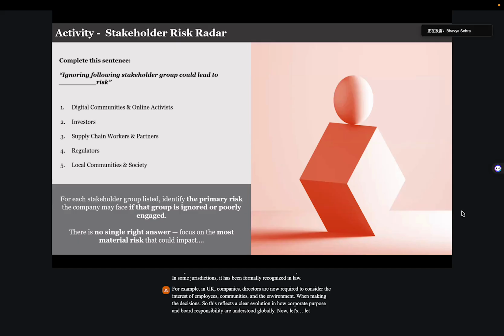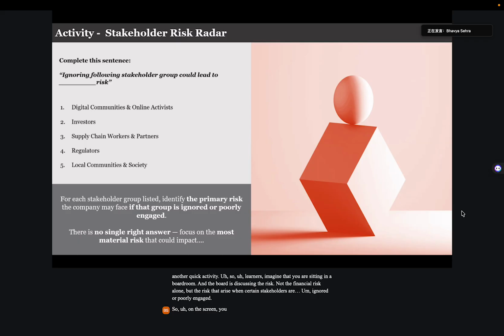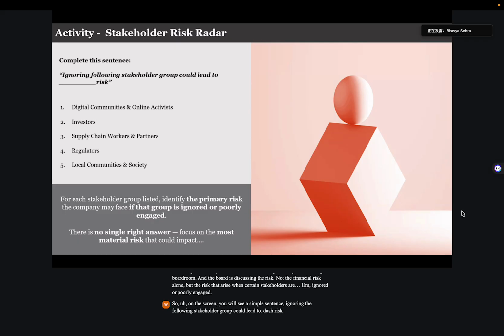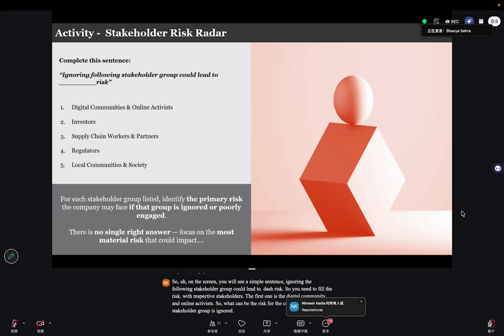Now let's have another quick activity. Learners, imagine that you are sitting in a boardroom and the board is discussing risk, not the financial risk alone, but the risk that arises when certain stakeholders are ignored or poorly engaged. On the screen, you will see a simple sentence: Ignoring the following stakeholder group could lead to blank risk. You need to fill in the risk for the respective stakeholders. The first one is the digital community and online activists. What can be the risk for the company if this stakeholder group is ignored? You need to tell the primary risk, the first risk that comes to your mind.